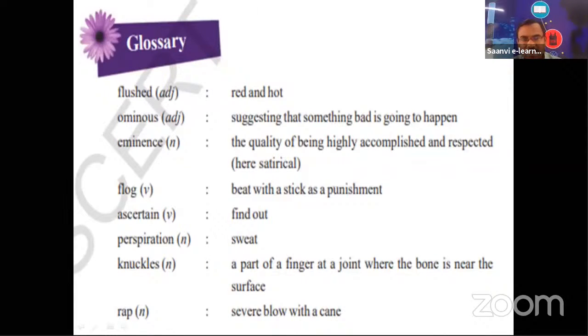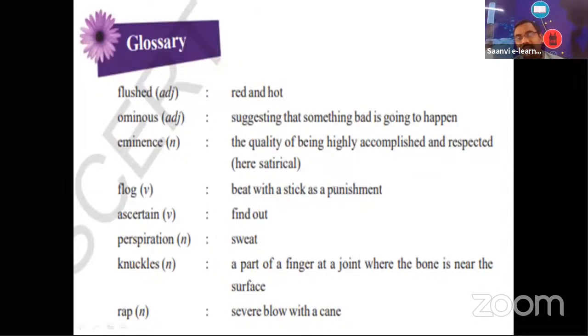The next word is eminence. In this lesson, it means height. But the actual meaning of the word is the quality of being highly accomplished and respected. An eminent personality is a highly accomplished and respected person. Flog: beat with a stick as a punishment. You are always flogged in school, isn't it? By your teachers when you don't write your homework.